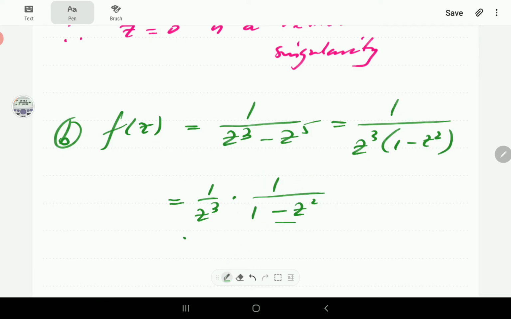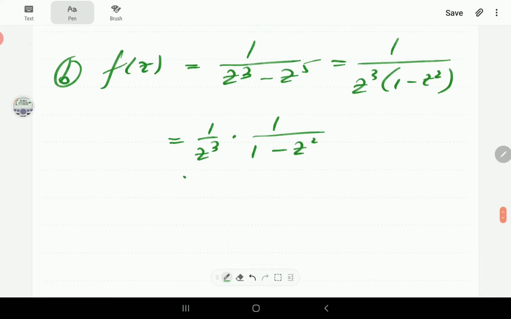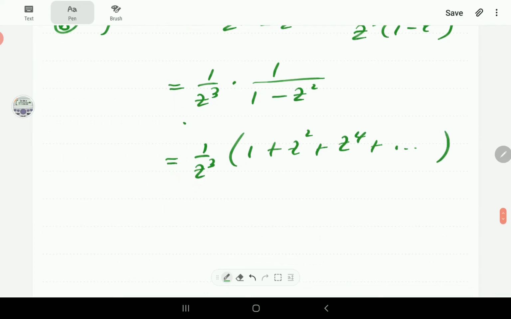And then this second one here, we can expand in powers of z using the geometric series result. It's going to be 1 over z cubed times 1 plus z squared plus z to the power 4, etc. And then if we multiply through here, it's going to be 1 over z cubed plus 1 over z plus z, etc.